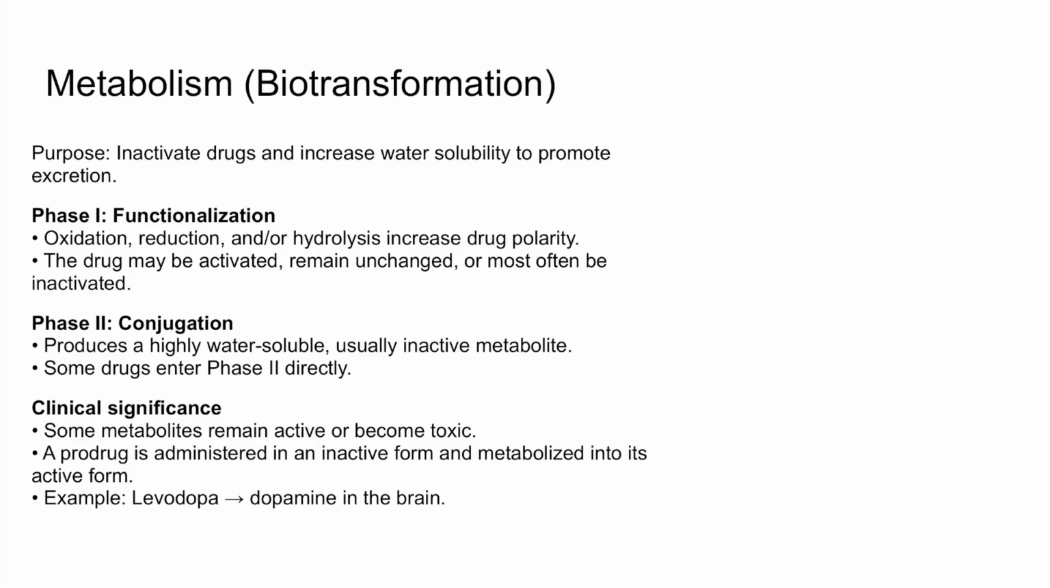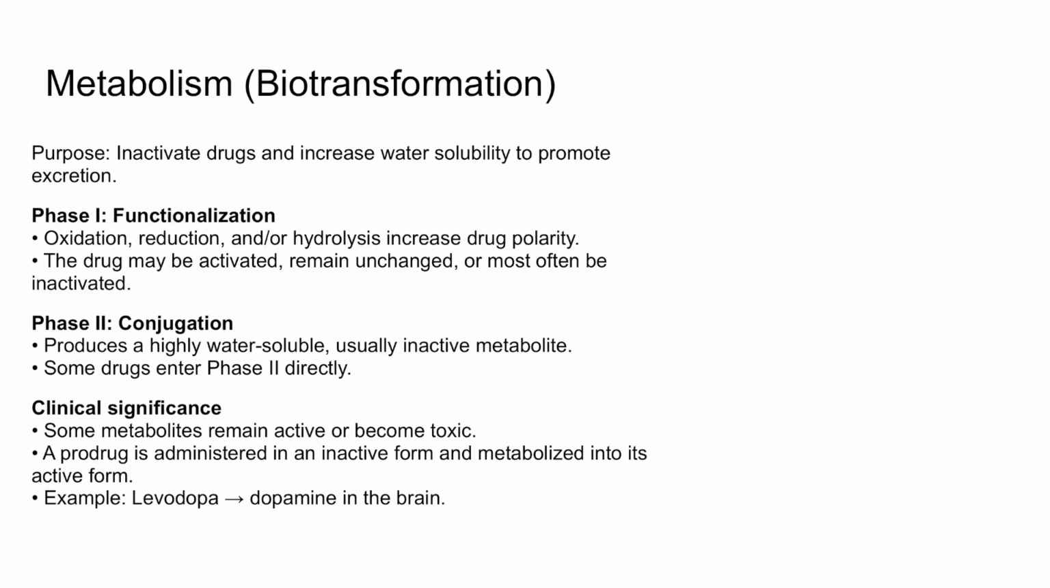Phase 1 usually increases polarity, and the resulting metabolite may be active, inactive, or toxic. Phase 2 reactions attach a polar molecule to the drug through what's called conjugation. Examples include glucuronidation, sulfation, and acetylation. Sorry guys, coming off of summer, I'm brushing off the pronunciation. These products are generally highly water soluble and usually are inactive.